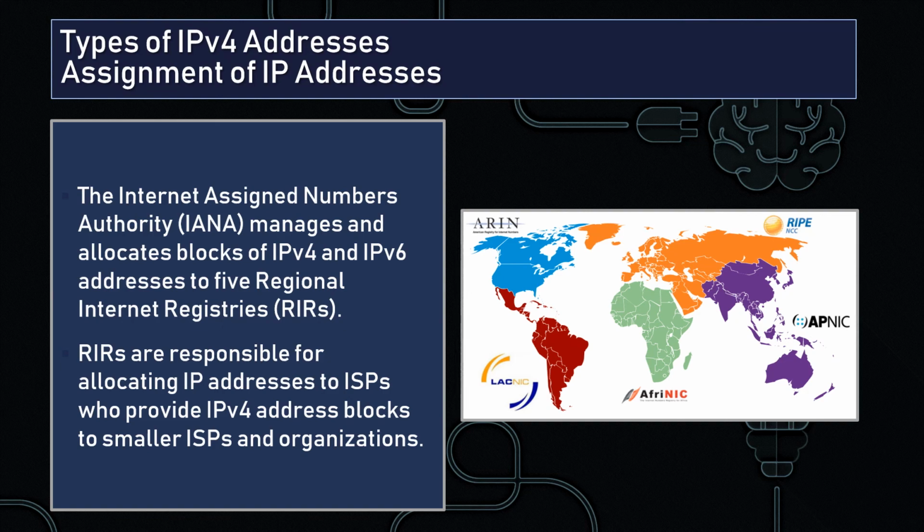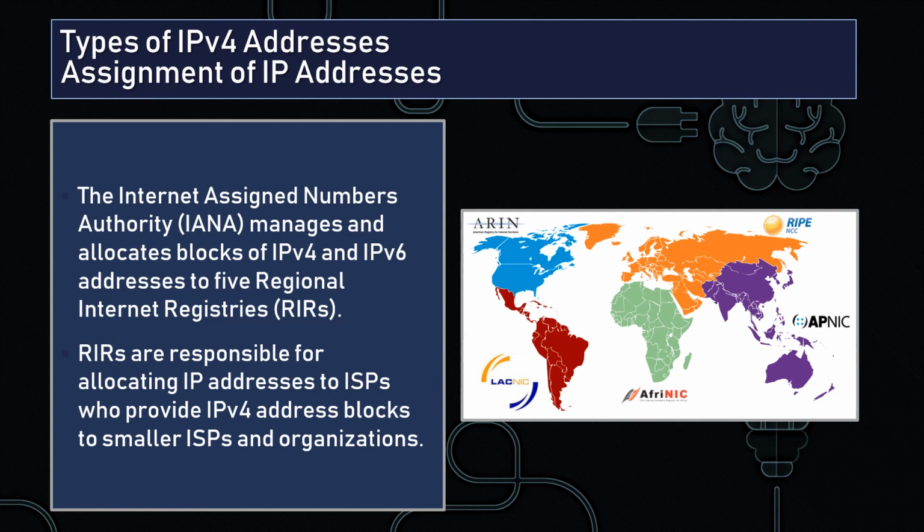IANA, the Internet Assigned Numbers Authority, manages and allocates IPv4 and IPv6 blocks to what we call the RIRs, or Regional Internet Registries. These are national groups that are responsible for allocating IP addresses to ISPs within that country or group of countries, who provide smaller address blocks to smaller ISPs and organizations. So you have IANA, then the RIRs, and then you have what are called Tier 1 ISPs, and then Tier 2 down to Tier 3.